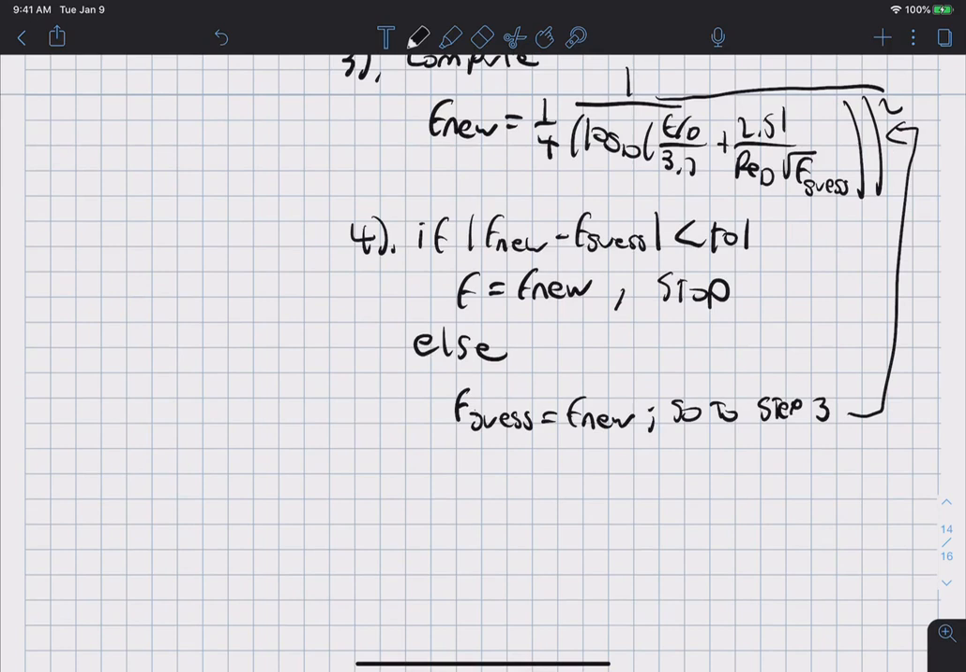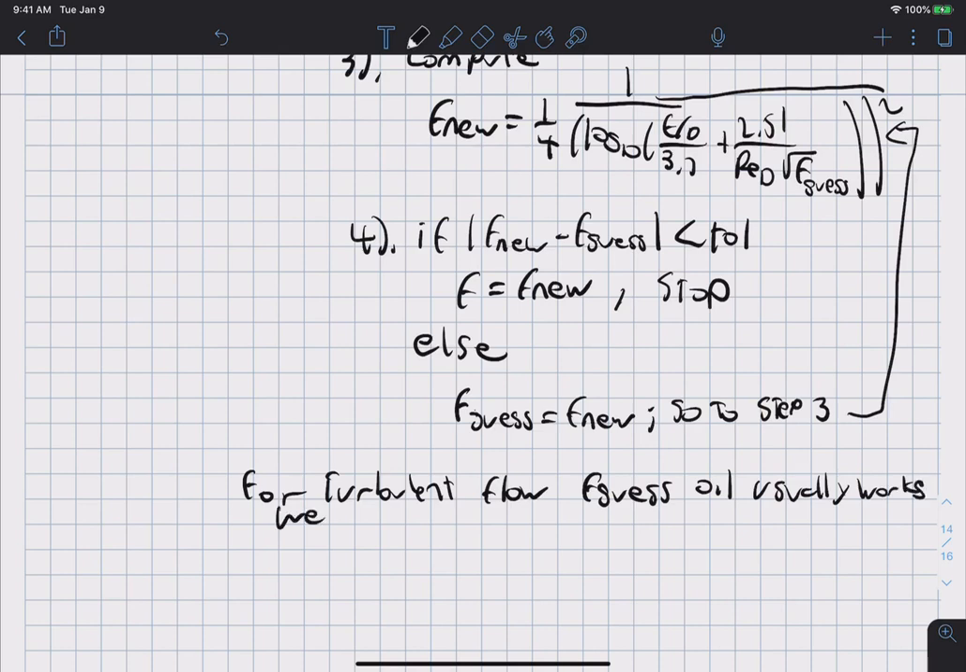And so it's an iterative procedure. It's very easy to code up, and it works really fast. You don't need to do anything fancy with Newton-Raphson or anything like that. You can just basically march it along using what's called the fixed point iteration technique here. But for turbulent flow, an f guess for the first time of 0.1 usually works well and converges in a few iterations.